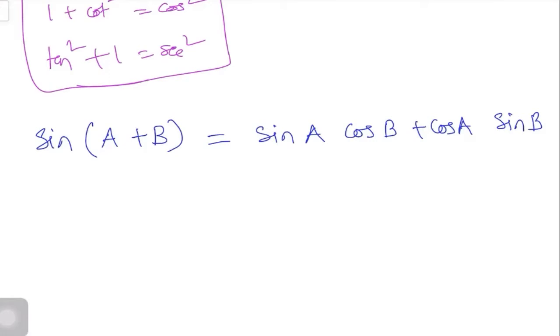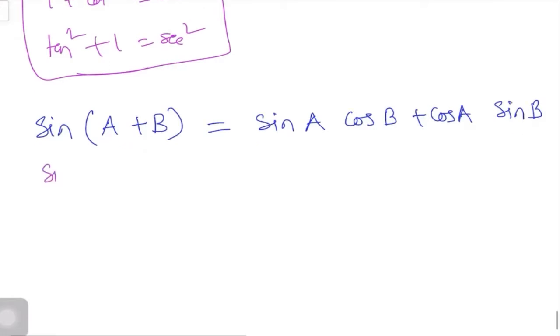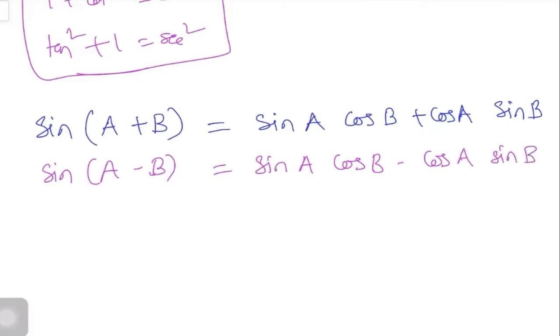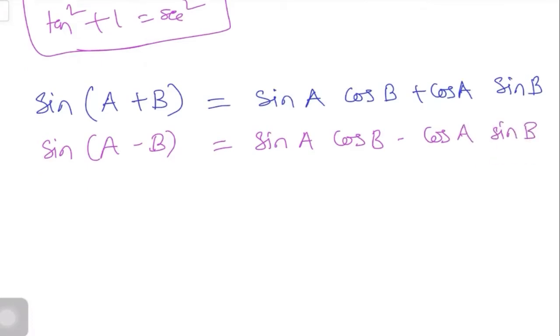Then similarly the formula for sine of a minus b is sine a cos b minus cos a sine b. So you have to add these formulas. The next formulas are cos of a plus b.